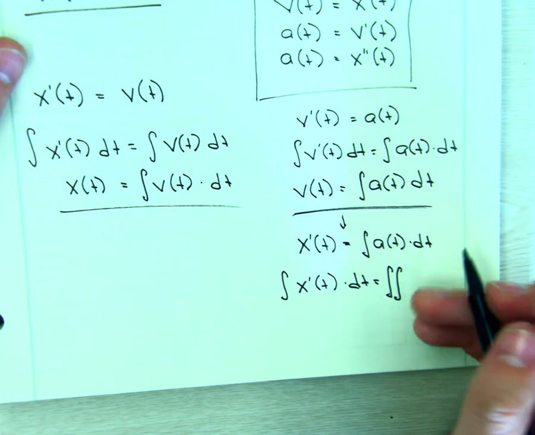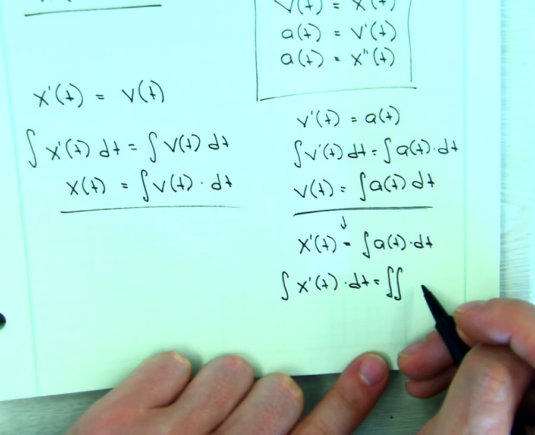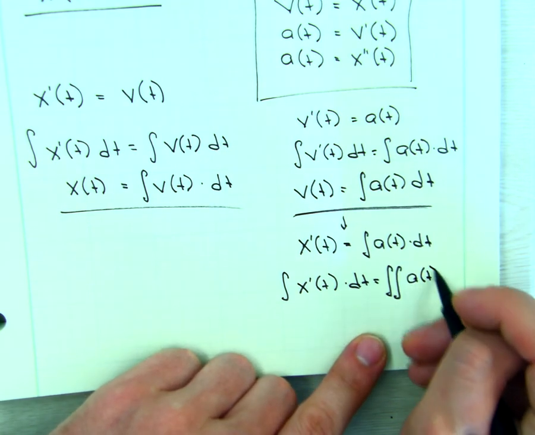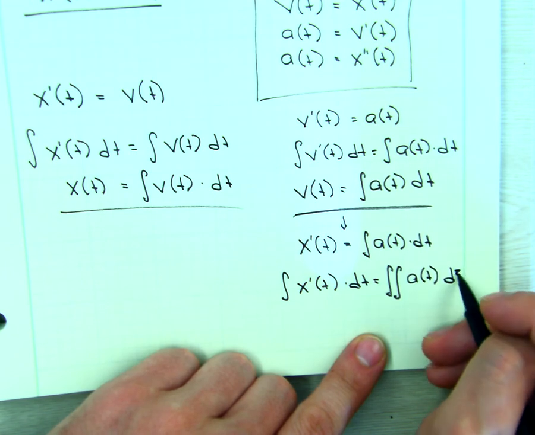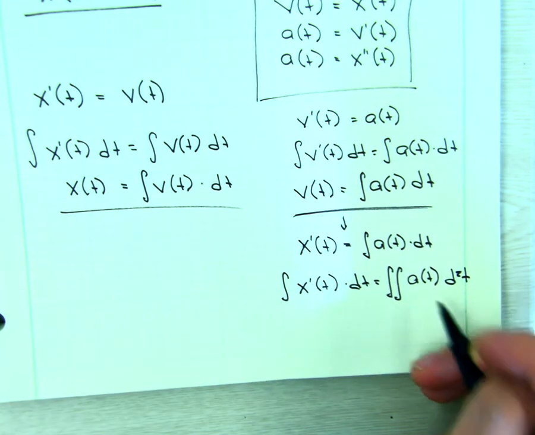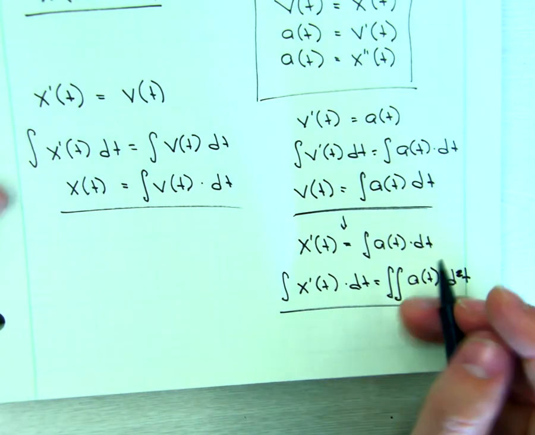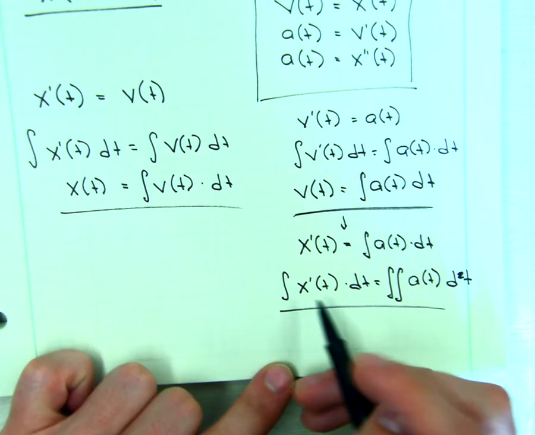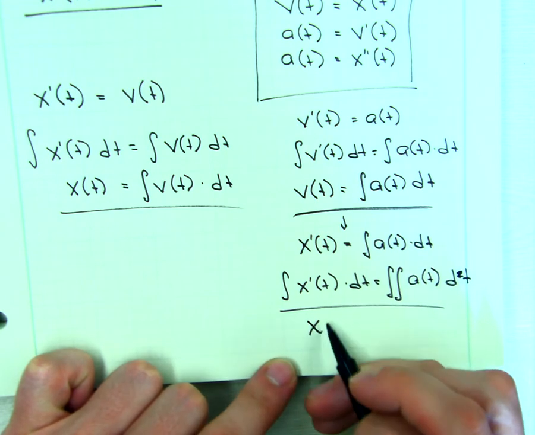I know this is probably the first time you guys are seeing this. Don't freak out. It's super cool. It's not that hard. Just like double derivatives weren't that tough, the double integral is not that tough. It's the double integral of a of t, and then you would say d squared of t. That's just telling you need to take the antiderivative twice. Now you can simplify: the antiderivative of the derivative is just going to be the position.